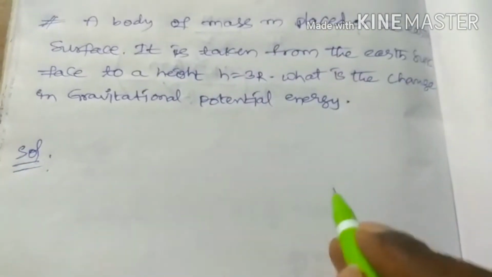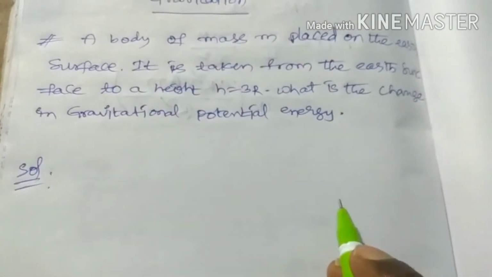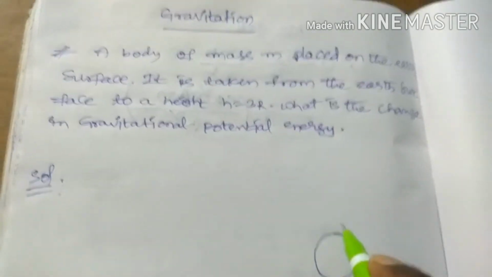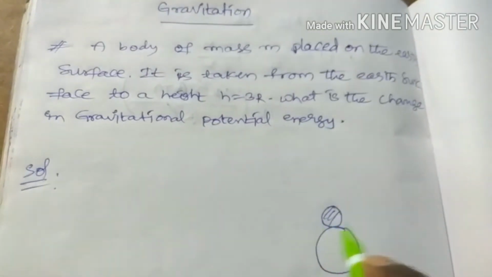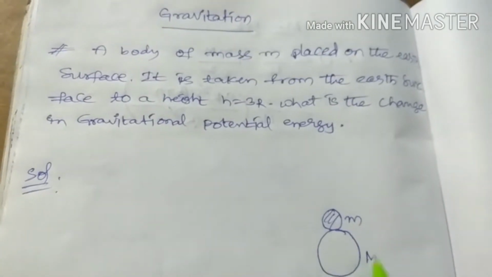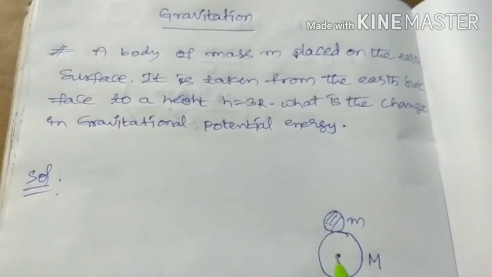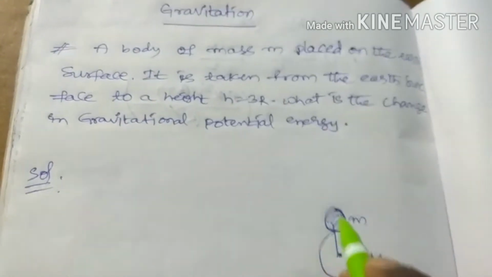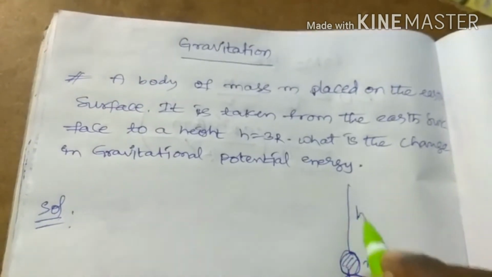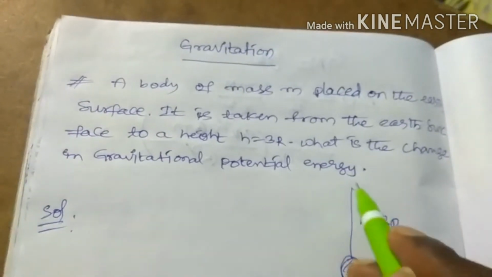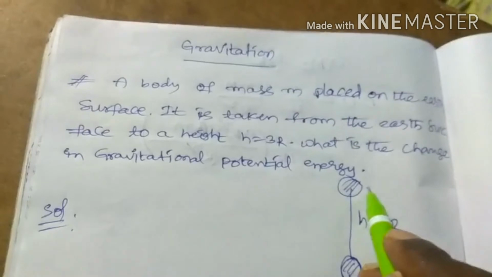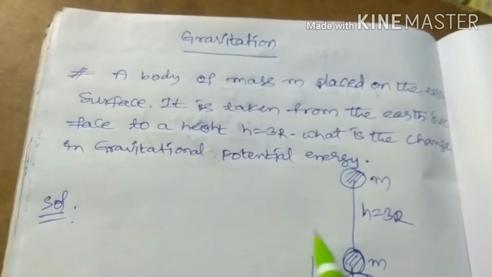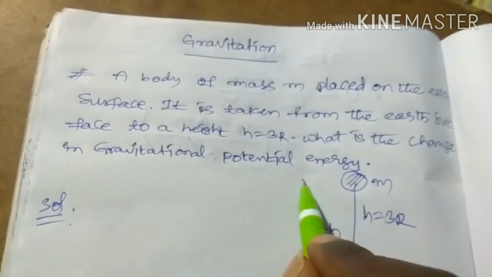Here a mass m is placed on the earth. This is the earth, a body having mass capital M. The radius of the earth is R. The body will be taken to h equal to 3R from the earth's surface. So here the body is located here. This is mass m. The total radius will be R plus h.